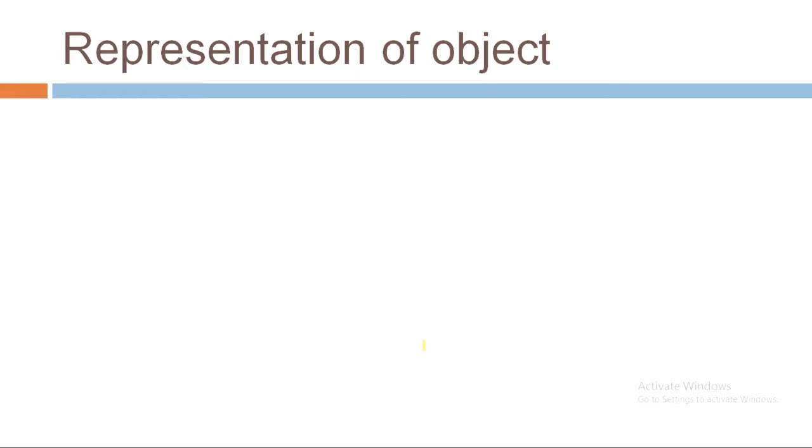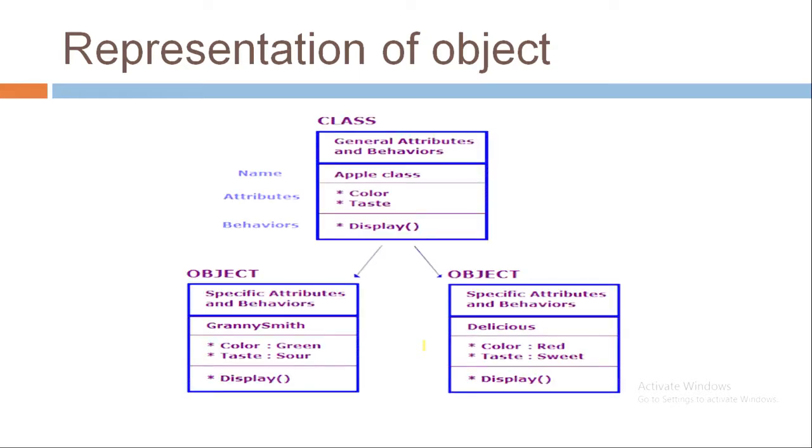So let's see the representation of object. Here we can see there is a class with general attributes and behaviors. The class name is apple. It is having two attributes, color and taste. And the function is display. We can say a function or method is a behavior of an object. Now see the object 1 and object 2 specified here. First object is Granny Smith, that is one type of apple, and another object is delicious, that is another type of apple. Now let's compare their attribute values.